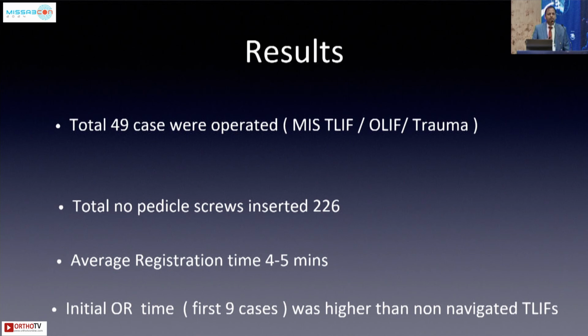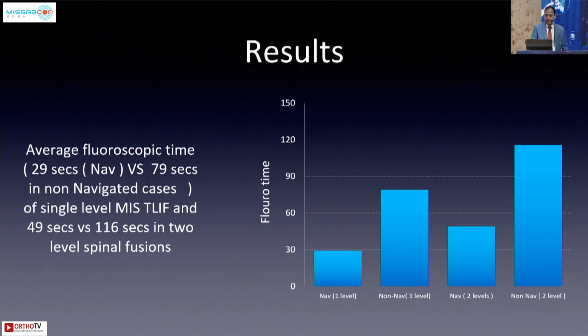So in 1 year and 2 or 3 months, I have done 49 cases: T-lift, MIS-lift, OLIF, and trauma. Majority of them MIS-lift and OLIF. Total number of screws was about 226. Average registration time, I would say, less than 4 minutes. Initially it was very high because I was not sure whether I was doing it right or not. So I was shooting a lot of C-arm to check whether I was right or not. But now I have limited it.